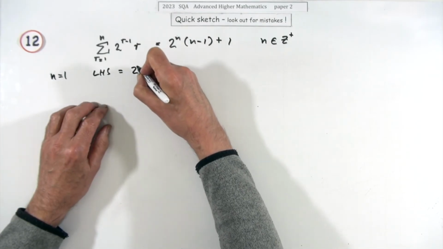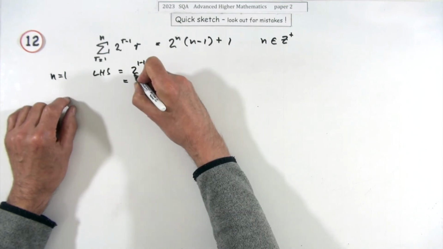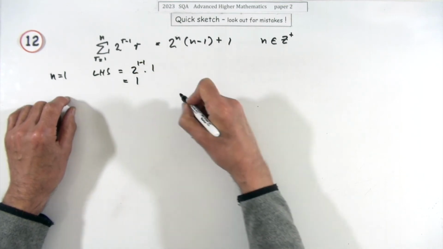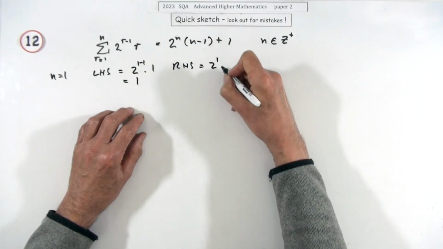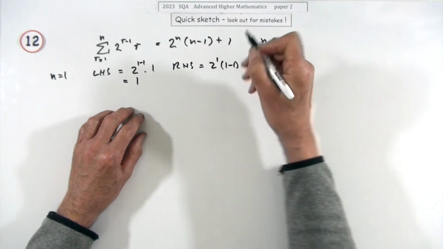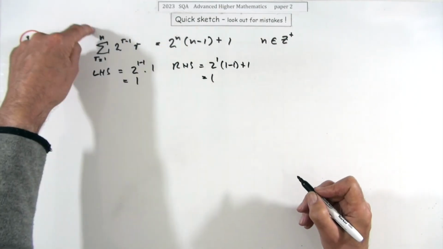So that left hand side would just be 2 to the 1 minus 1 times 1. 2 to the 0 is 1, 1 ones are 1, so that comes to 1. Right hand side, 2 to the 1 times 1 minus 1, well that knocks all of that out, plus 1, also comes to 1. Right, so it does work. It works at the very beginning.